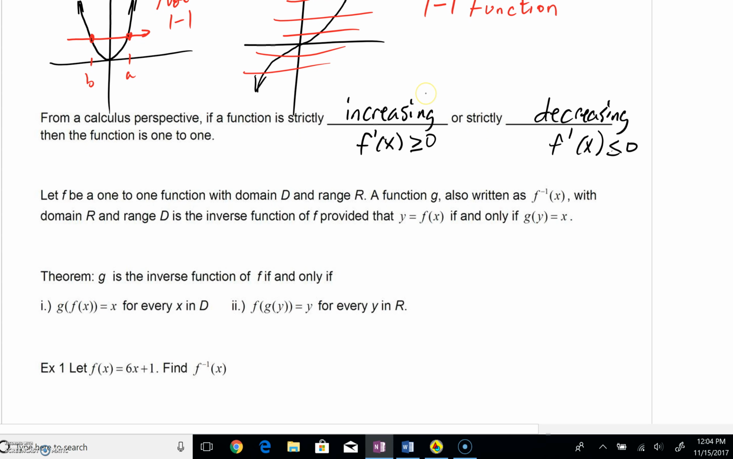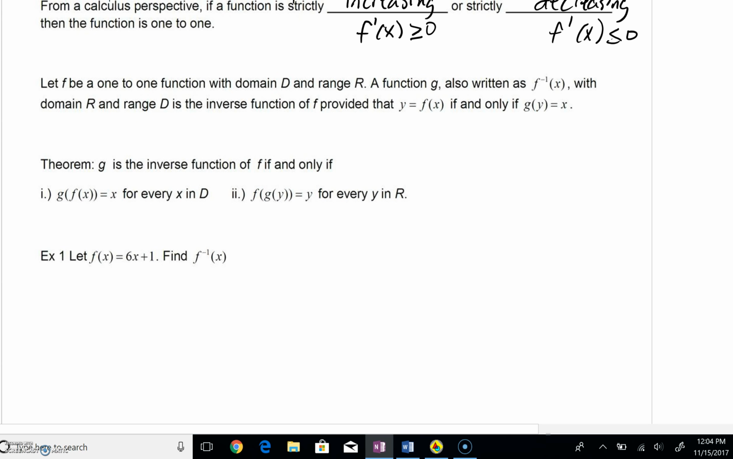Let's take a look here. Let f be a one-to-one function with domain D and range R. The inverse function, we could call that g, could be written as f inverse of x. That has nothing to do with an exponent. And that function would have domain R and range D. You can see that the domain and the range are actually switching. So we could say y equals f of x if and only if g of y would equal x.